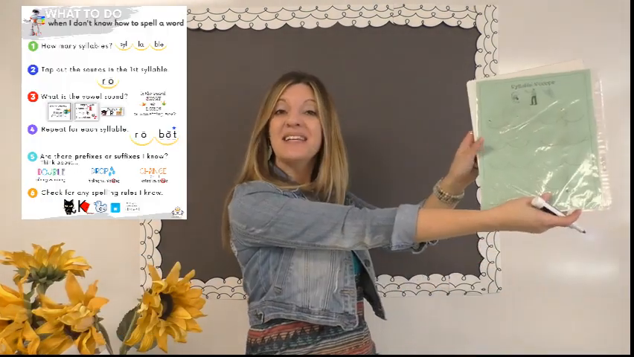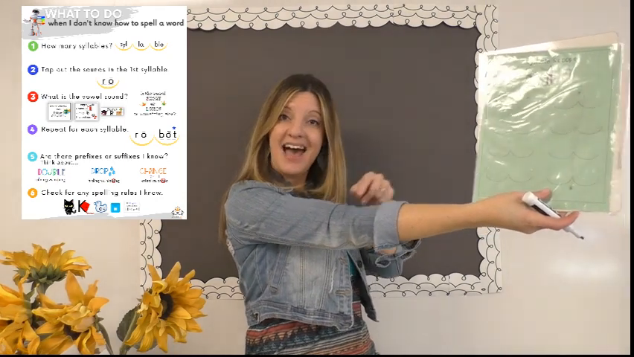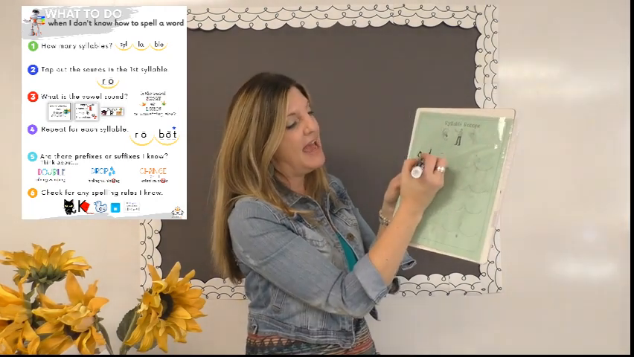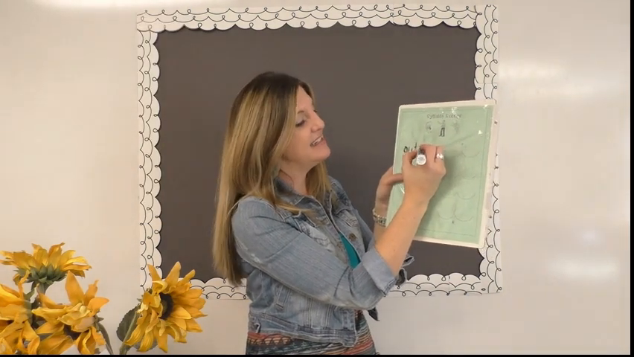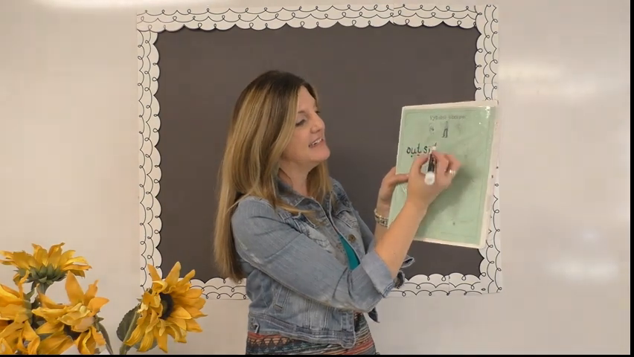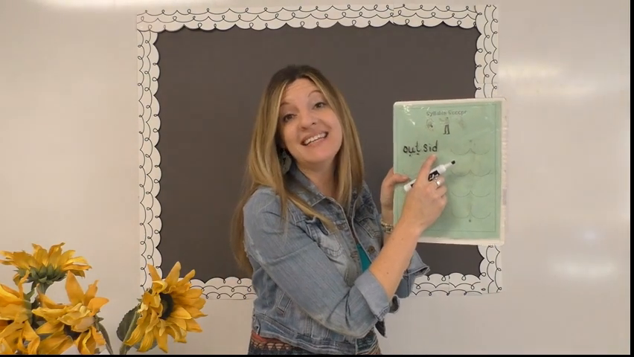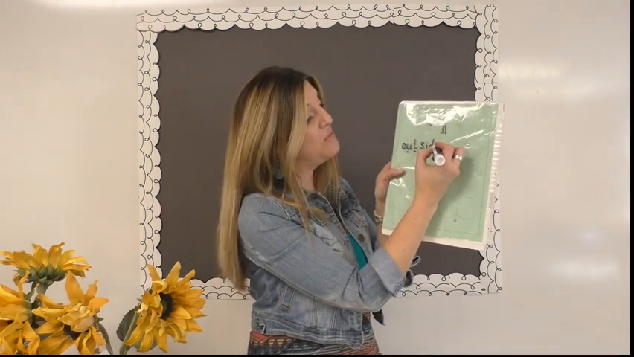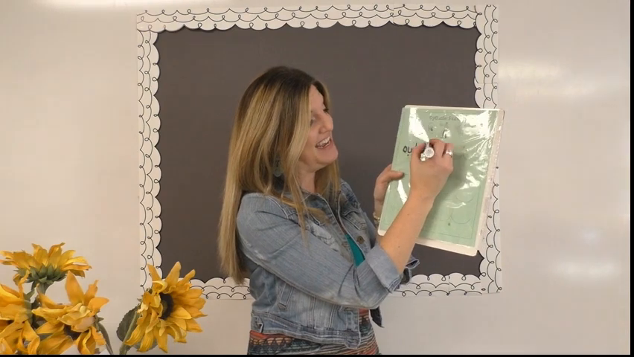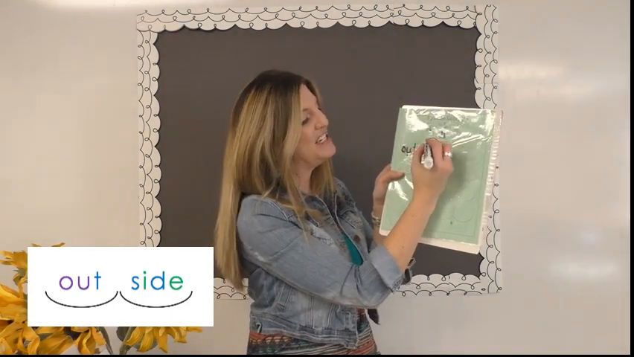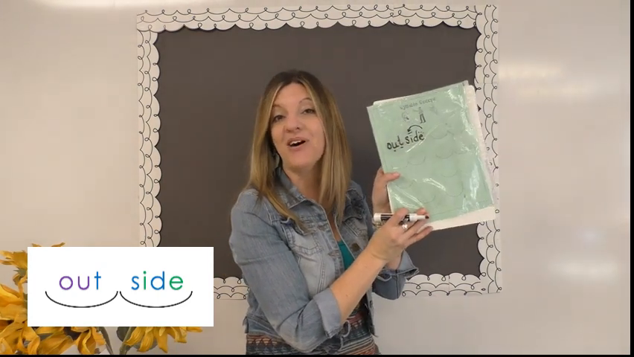What if I want to write outside? First step, how many syllables? Outside. Tap out the sounds in each syllable. Out, side, s-I-d. What did I just write? I wrote out-sid. I always need to think about my vowels and what the vowel sound is and if it is long or short. So I'm going to add a magic E to make my previous vowel long.